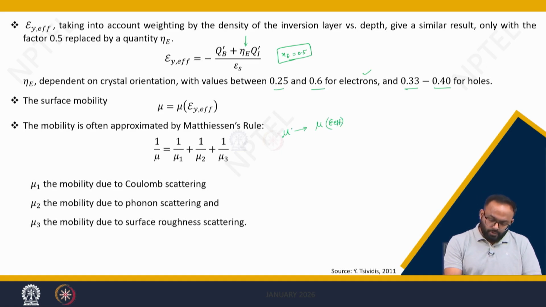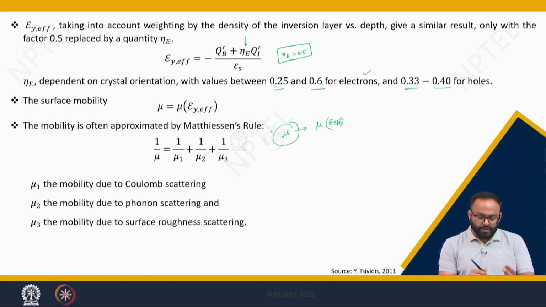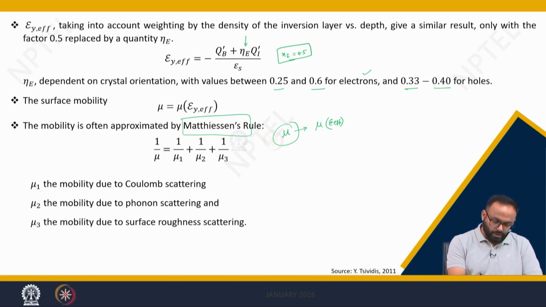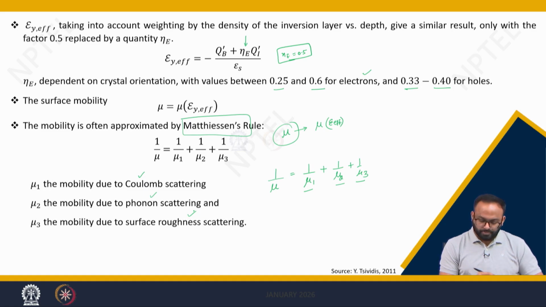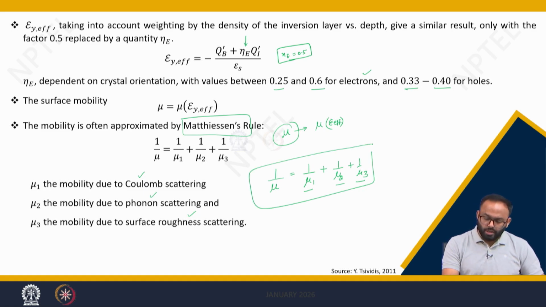If I want to calculate the overall effect of lattice vibration, impurity scattering and surface scattering, then I can use the Matthiessen rule to calculate the overall mobility, which says that the mobility is given by 1 over mu equals 1 over mu 1 plus 1 over mu 2 plus 1 over mu 3, where these mobilities are affected by scatterings like Coulomb scattering, phonon scattering and surface roughness scattering. So this will give me the overall mobility formula.